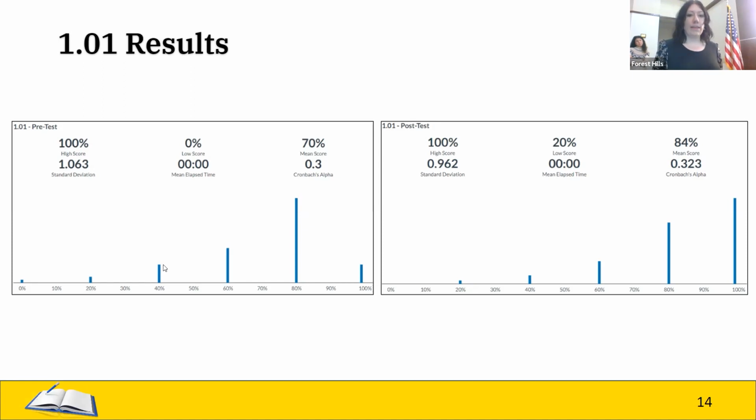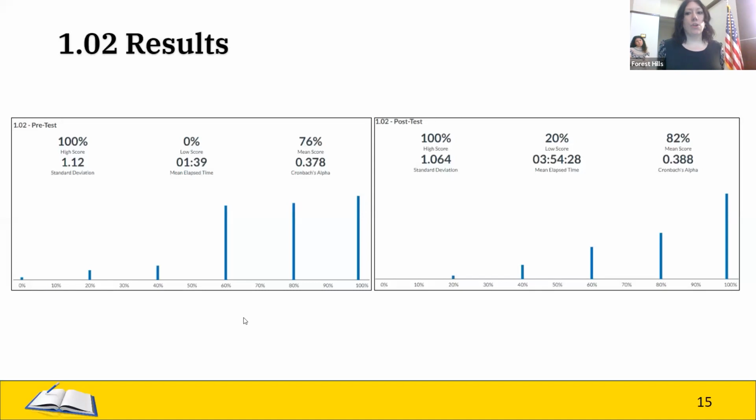So for our second week, our data shows growth as well. We went from some scoring 0 up to 100. Our mean score raised from 76% up to 82%, showing that more students were able to understand the words.